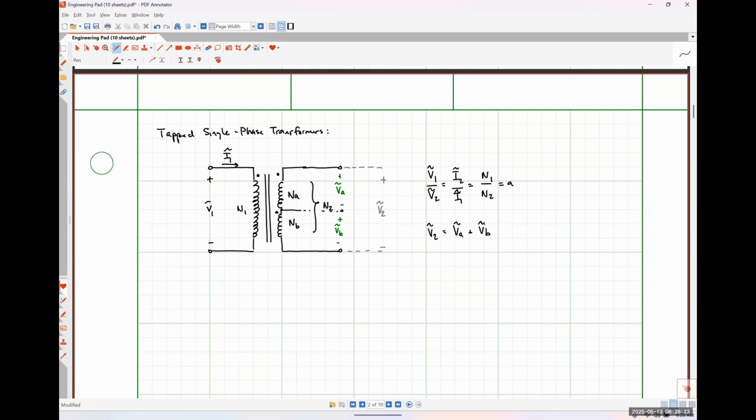So if NA and NB were equal to each other, then VA and VB would be equal to each other because we're just literally taking that coil and cutting it in half and taking the voltage at that midpoint as kind of a reference, right?